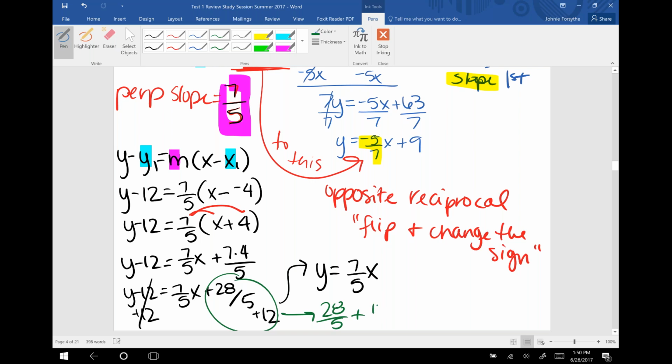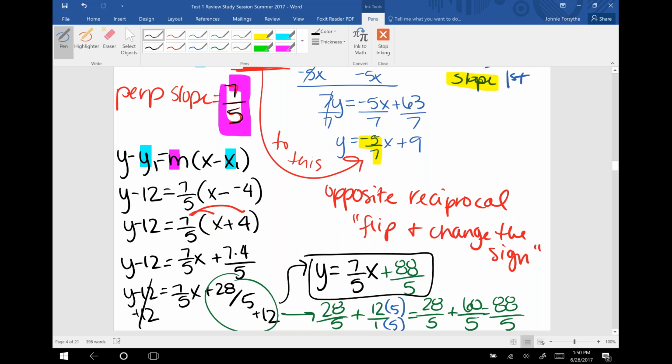I need to change 12 to have a denominator of 5. So I'm going to multiply the top and bottom by 5. So it's going to end up being 28 over 5 plus 12 times 5 is 60 over 5. 28 plus 60 is 88 over 5. So your final equation is y equals 7 over 5x plus 88 over 5.